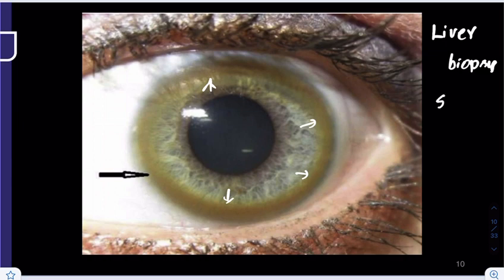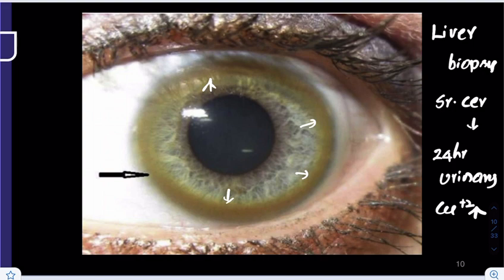And other investigations are the serum ceruloplasmin levels. The serum ceruloplasmin levels will be reduced. And at the same time, what will happen to the 24-hour urinary copper? The 24-hour urinary copper levels will be increased. That is another important investigation in patients with Wilson's disease.